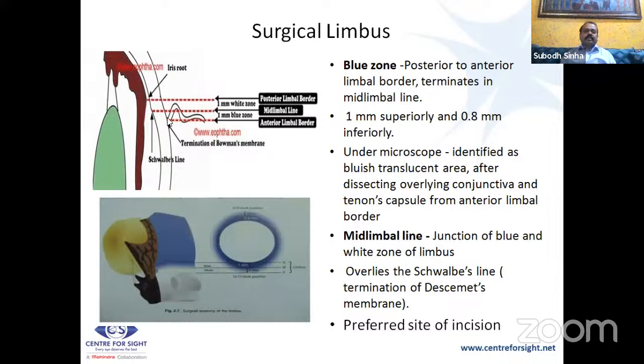Behind this anterior limbal border is the blue zone, which is posterior to it and is approximately 1 millimeter superiorly. Under the microscope, it looks like a bluish translucent area after dissecting the overlying conjunctiva and Tenon's capsule. The mid-limbal line is the junction of blue and white. This is the white area and this is the blue area, so the junction of it is the mid-limbal line. It overlies Schwalbe's line, which is the termination of Descemet's membrane. It is the preferred site of incision.